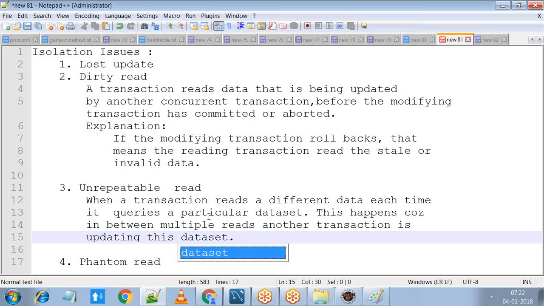So you see, when a transaction is reading, other transactions should not be allowed to update the data. In that case, we'll be able to address this issue, right? Other transactions should not be able to update the data.